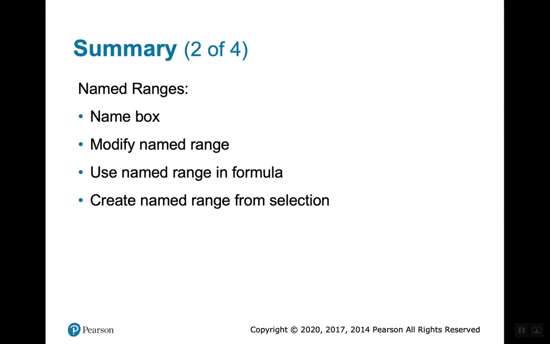Then we talked about named ranges: the ability to take a selection of cells, give it a name, and then use that name in a formula. So it's really the ability to create a usable structure, which streamlines things, instead of having to go back and work with everything as cell ranges. We can create a shortcut name and use that shortcut name.